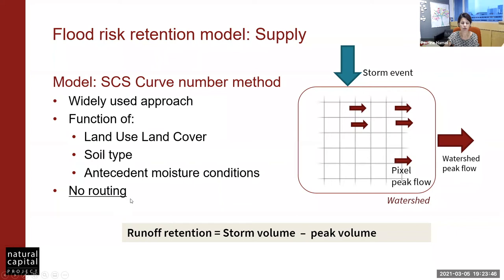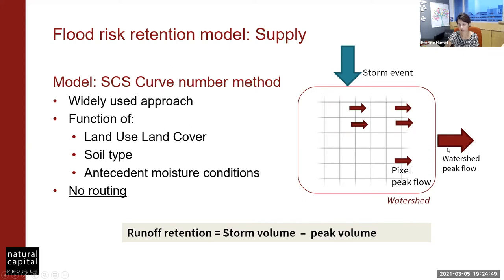And so this is an important point for this model. There's actually no routing, which is a simplification. By this, I mean there's no direct routing from one pixel to another with perhaps some possibility for infiltration. These processes are ignored in the model. So it's simply the sum of all these runoffs, which is acceptable for this type of model, essentially assuming that everything contributes during this large event. So there's no timing difference between the pixels further in the watershed than those really close to the flood prone area. And the runoff retention is simply the storm volume, so essentially all the water that this storm event, this precipitation brought, minus the peak volume.